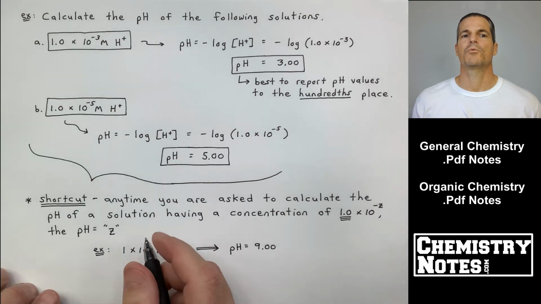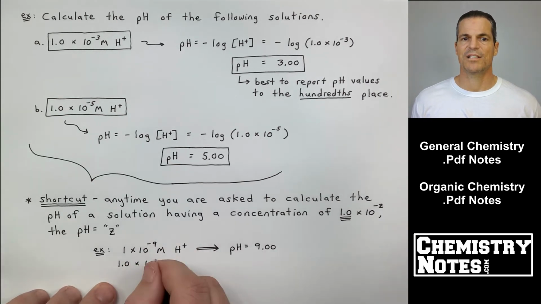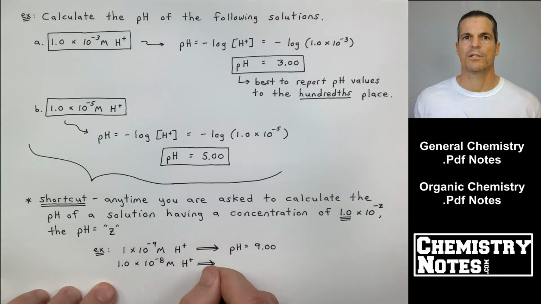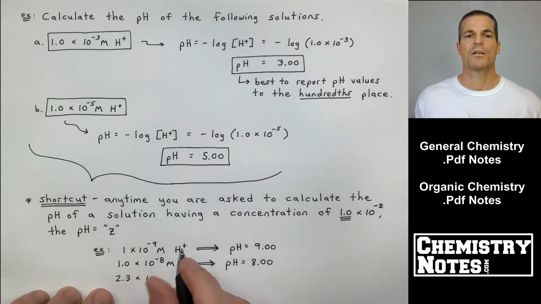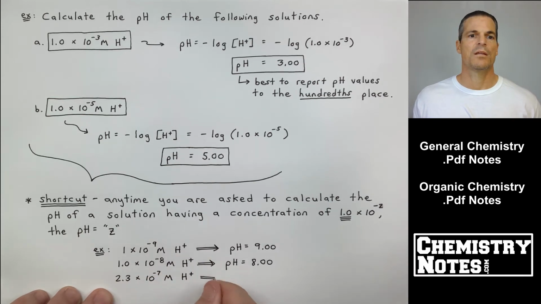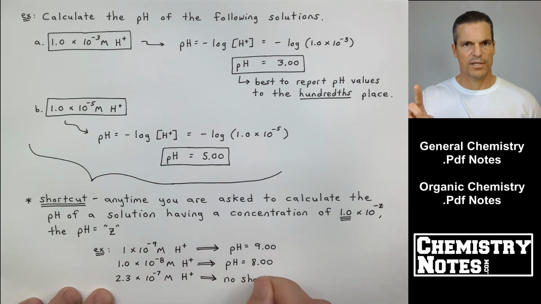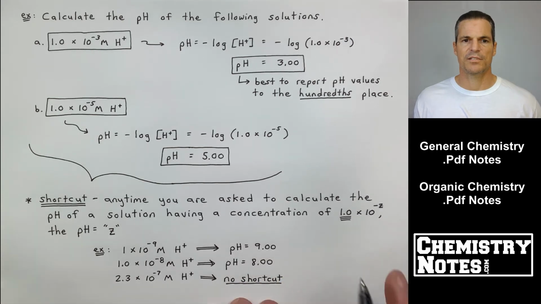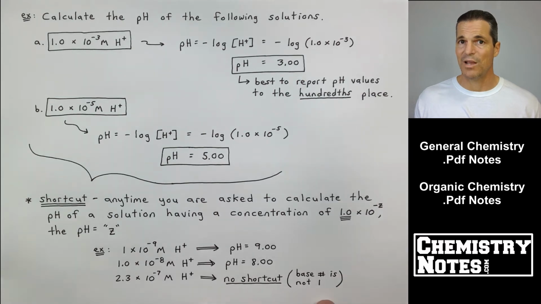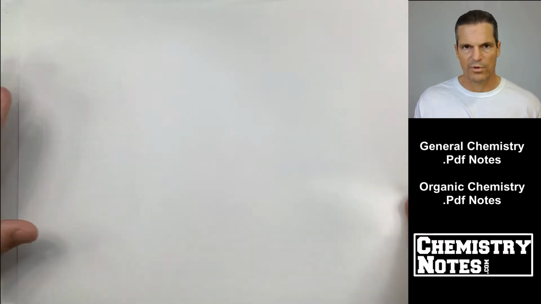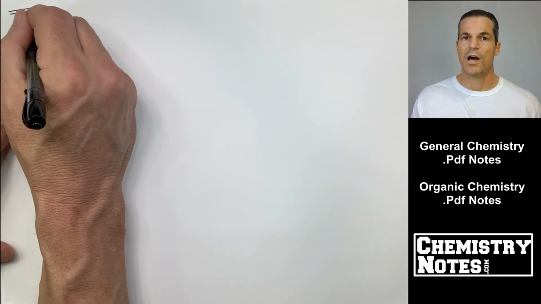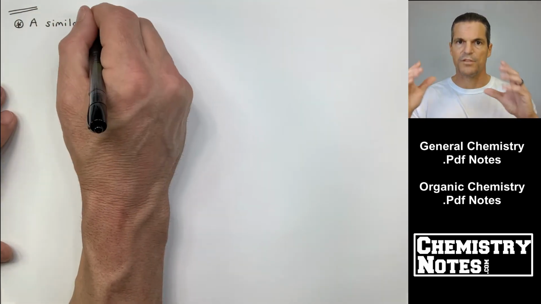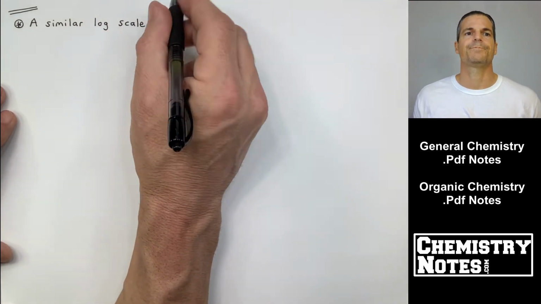For example, I'll do 3 examples here. 1 times 10 to the minus 9th molar H plus, the pH is 9.00. 1.0 times 10 to the minus 8th molar H plus, the pH is 8.00. Now, look at the 2.3. You can't take a shortcut here. 2.3 times 10 to the minus 7th molar H plus, there's no shortcut because the base number isn't a 1 or a 1.0 or a 1.00. You have to take the long route, which isn't all that long. You just do pH equals minus the log of that 2.3 times 10 to the minus 7th, okay?